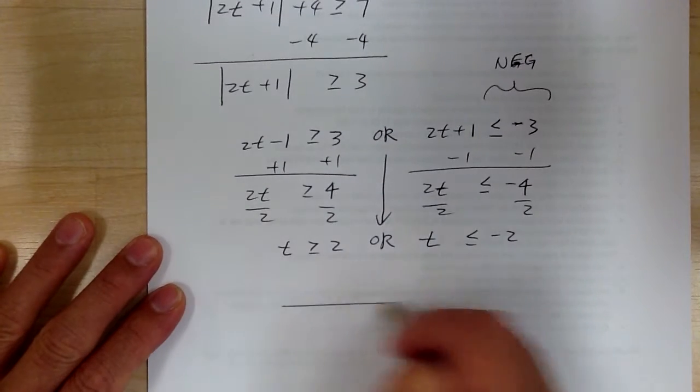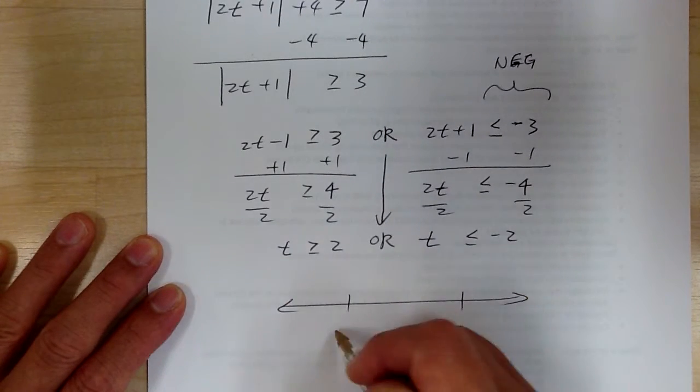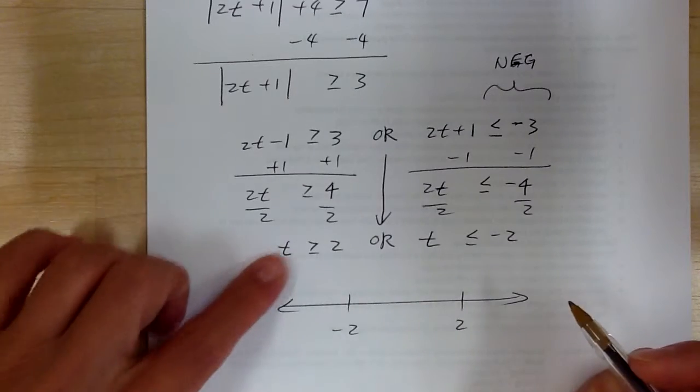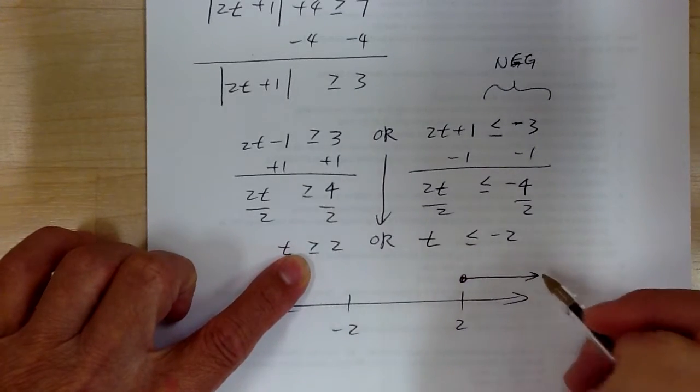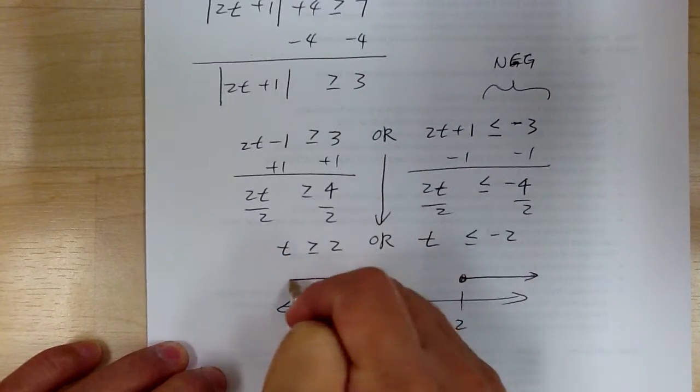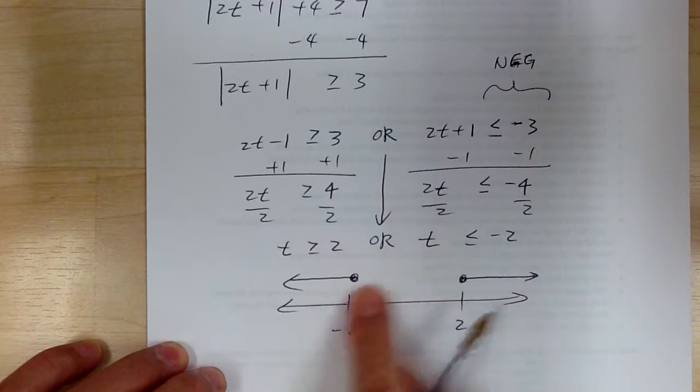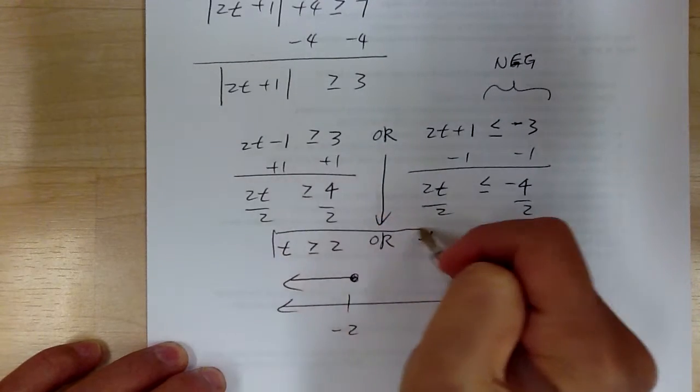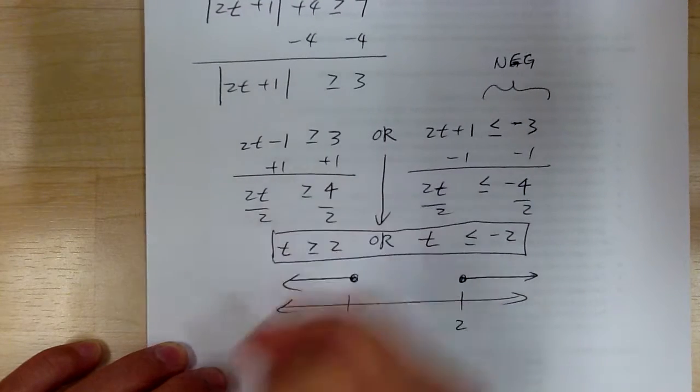Okay, so always make a quick sketch just to double check. So this is greater than or equal to 2, and this is less than or equal to -2. So "or" means everything, so yeah, that's okay. Because sometimes the answer may be all real numbers.